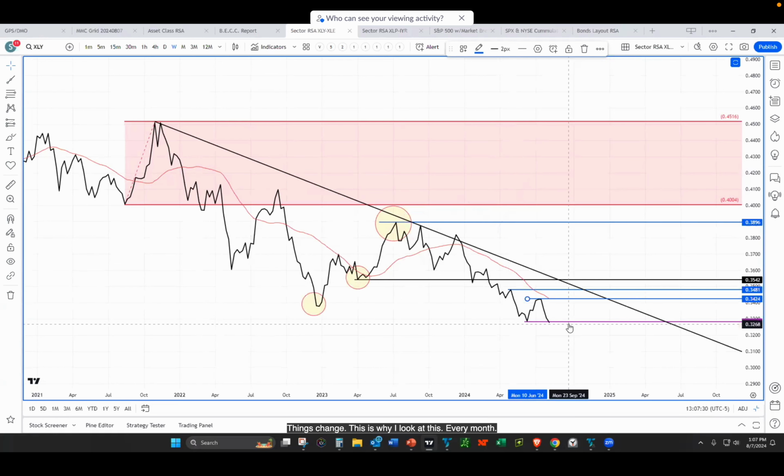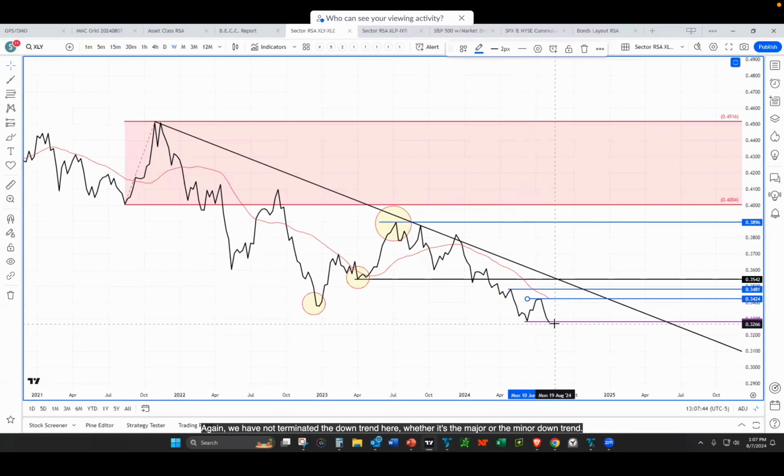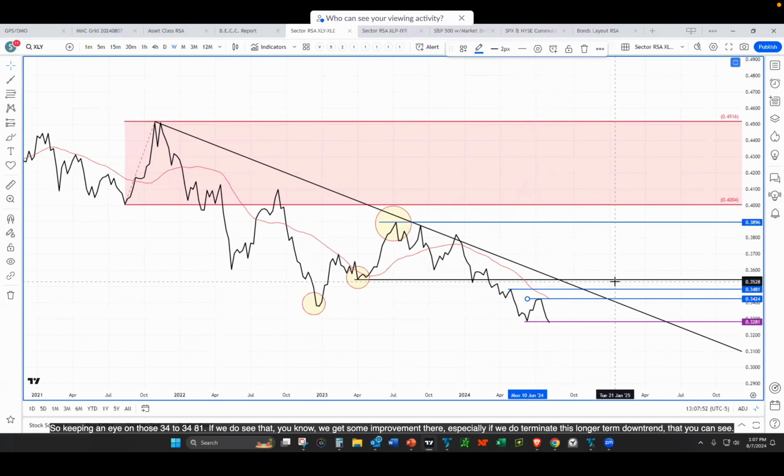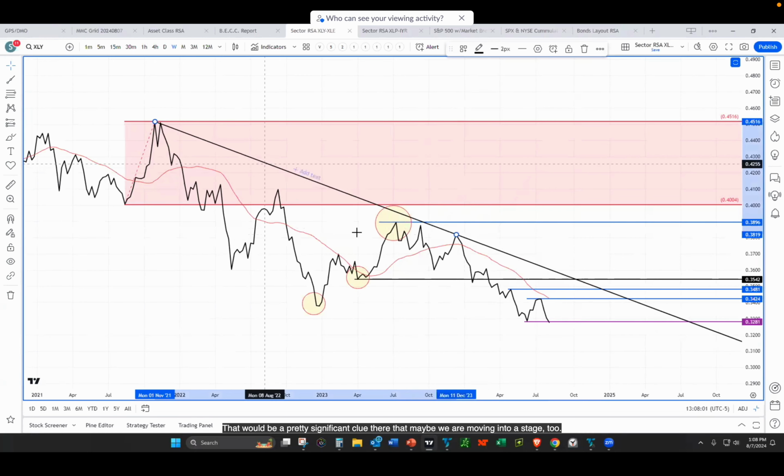Now, again, things change. This is why I look at this every month, right? And of course, we can check on this on an intra-month basis, meaning you look at it once a week or whatever, just to make sure that nothing has changed. But as you take a look at this, you can see that, again, we have not terminated this downtrend here, whether it's the major or the minor downtrend. So keep an eye on those 34.24 to 34.81 levels. If we do see some improvement there, especially if we terminate this longer term downtrend that you can see, that would be a pretty significant clue that maybe we are moving into a stage 2.